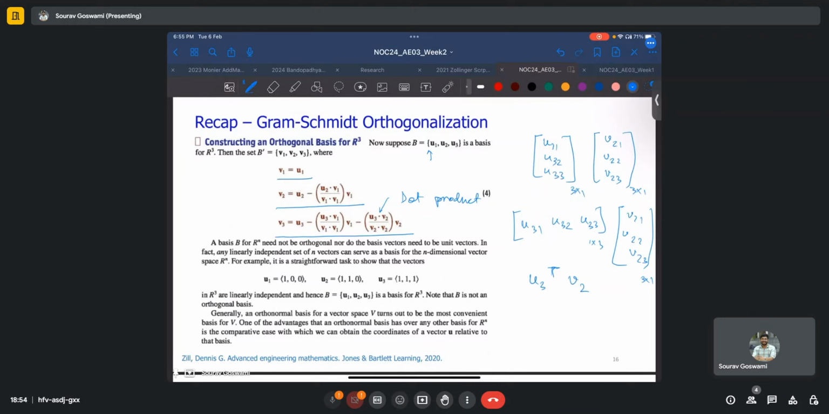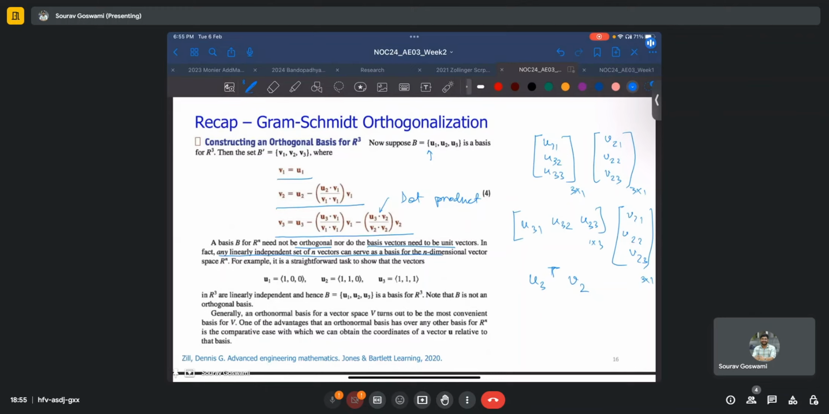And like we discussed, for any basis B of Rn, it neither needs to be orthogonal, nor do the basis vectors need to be unit vectors. In fact, any linearly independent set of n vectors can serve as a basis, given that the elements of the basis are linearly independent and they span the given set B.